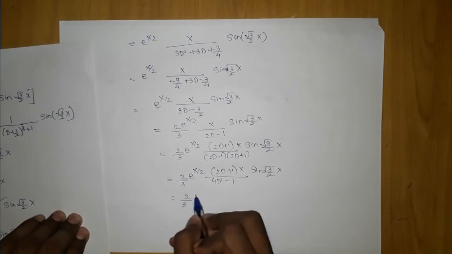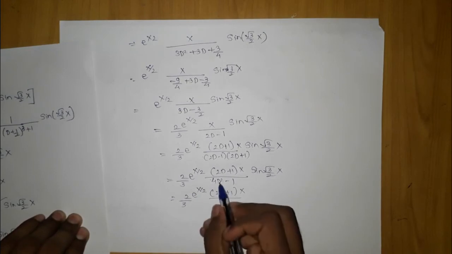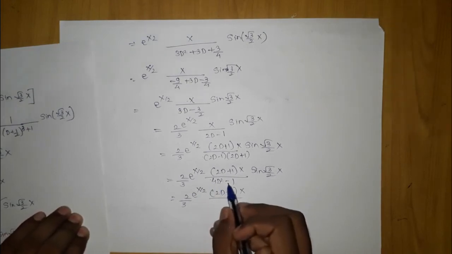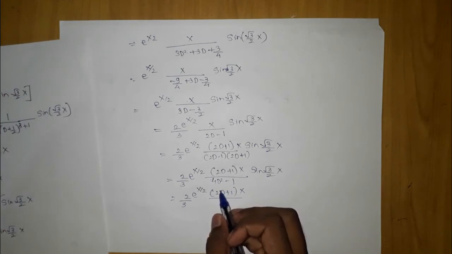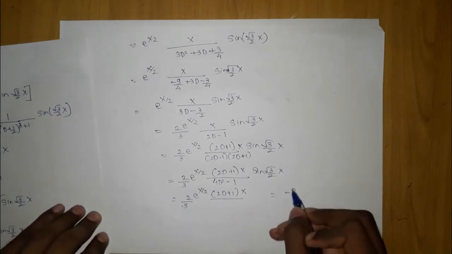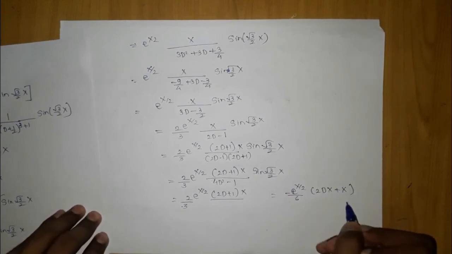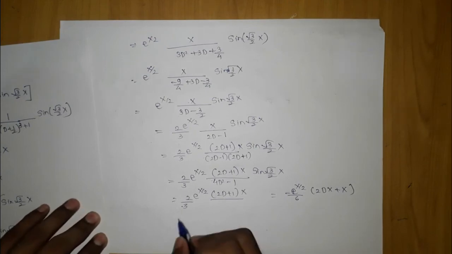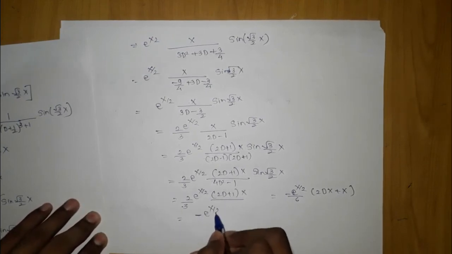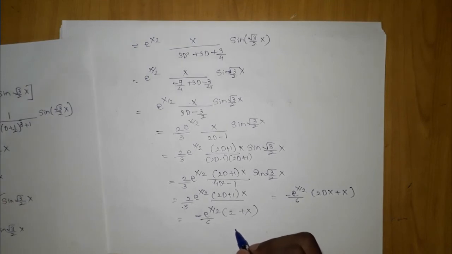If we solve further, e to the power x by 2, 2D plus 1 x by, this will become minus 3 by 4, so it will cancel out, minus 3 minus 1 will become minus 4, and minus 4 will cancel out with 2, giving me minus 1 by 2, which will multiply by 3 and give me minus e to the power x by 2 by 6 into 2Dx plus x. So we are getting this thing. If we simplify it, minus e to the power x by 2 by 6 into 2 plus x. So this is the final thing which we are getting.